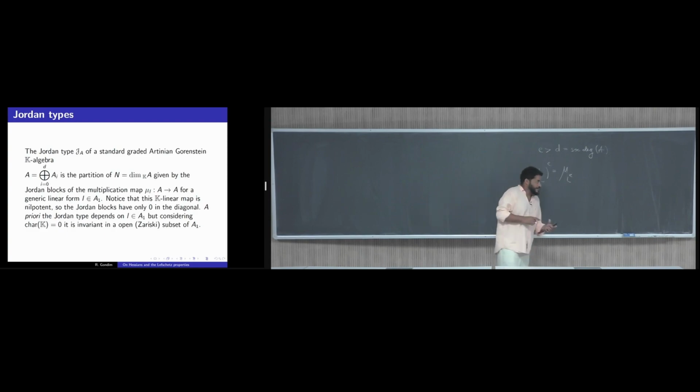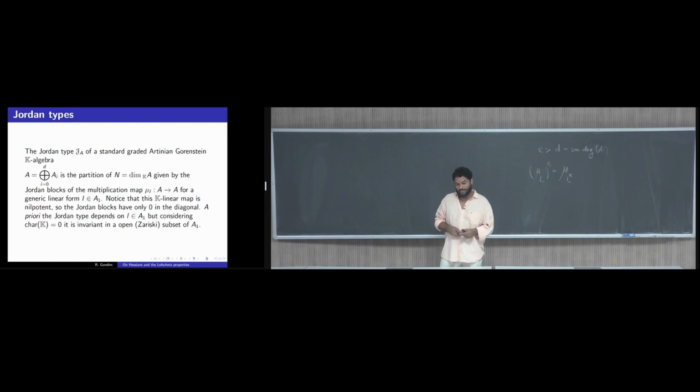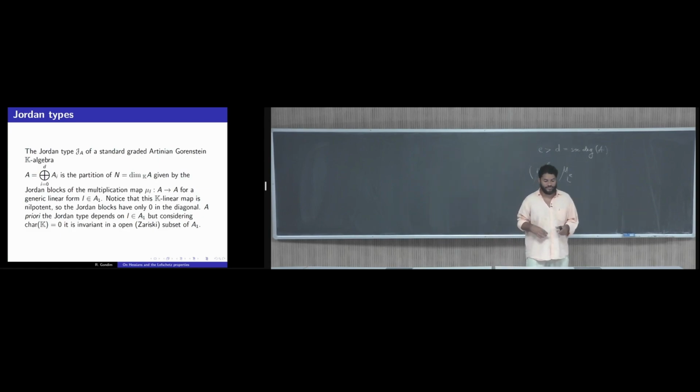A priori, the size of these Jordan blocks depends on the linear form L, but there is an open Zariski subset of A1 where it is constant. So take a generic L. This is the Jordan type of the algebra.